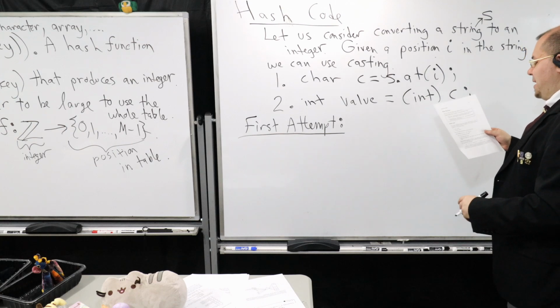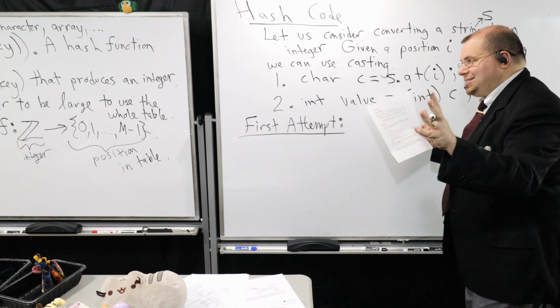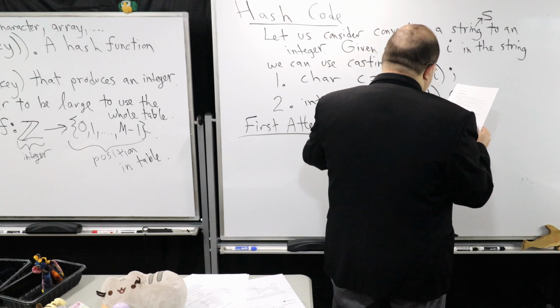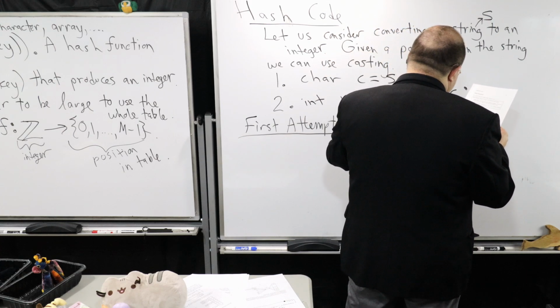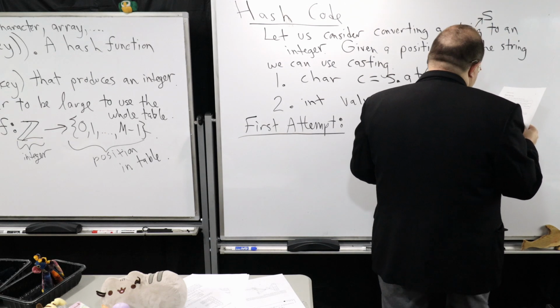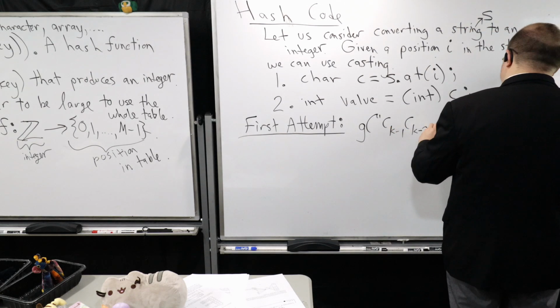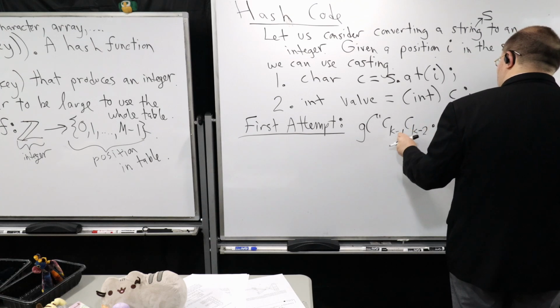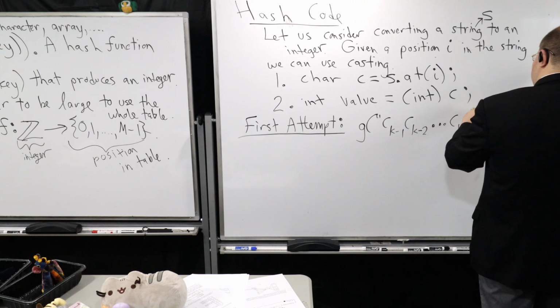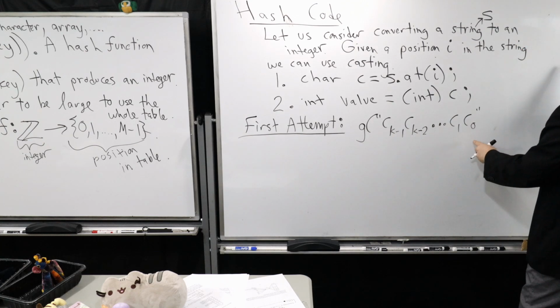So I think this might be the first place for us to start. Let's start by doing this. I'm going to start by making a hash code that takes in characters like this. I'm going to write it kind of backwards: C_{k-1}, C_{k-2}, down to C_1, C_0. This is the way I'm going to write out all the characters.